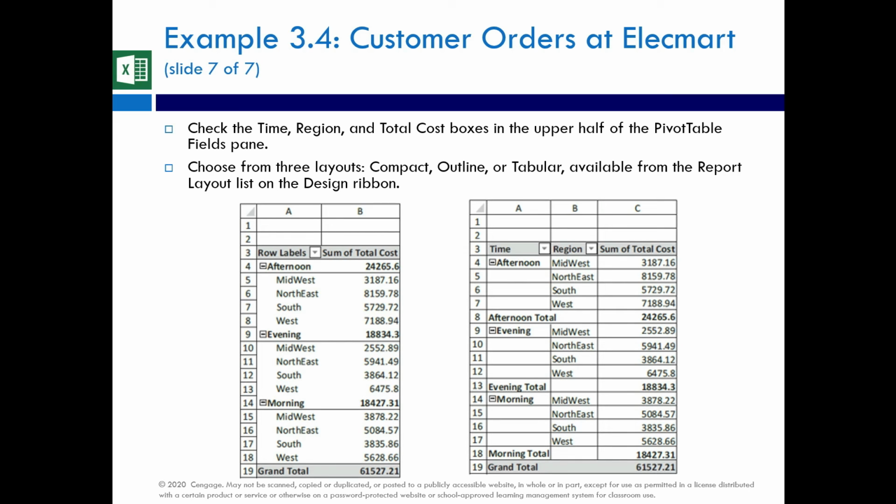Check the time, region, and total cost boxes in the upper half of the pivot table fields. Choose from 3 layouts: compact, outline, and tabular, available for the report layout.